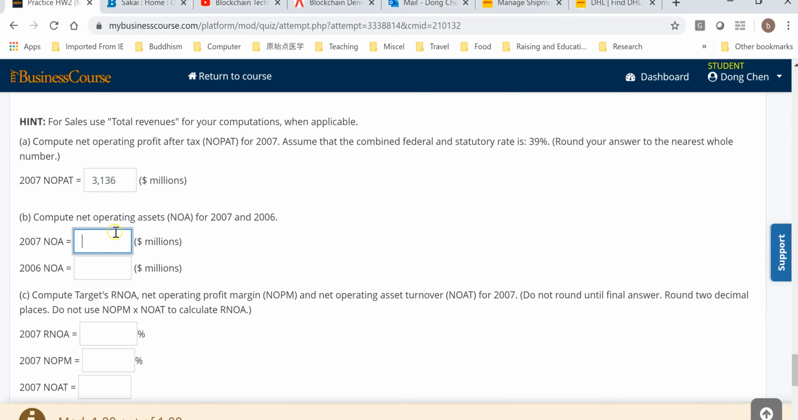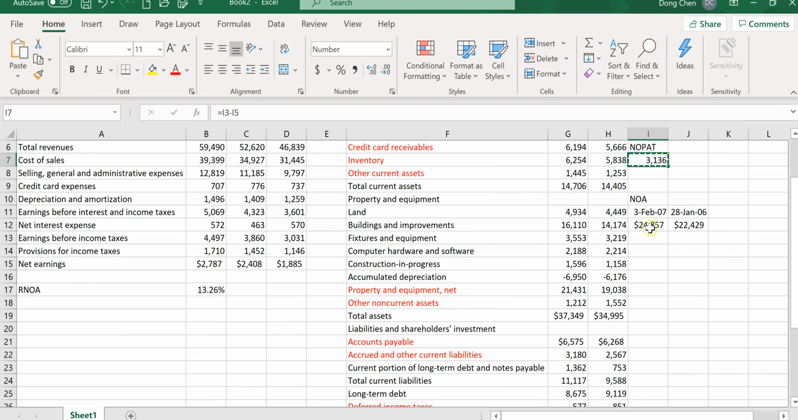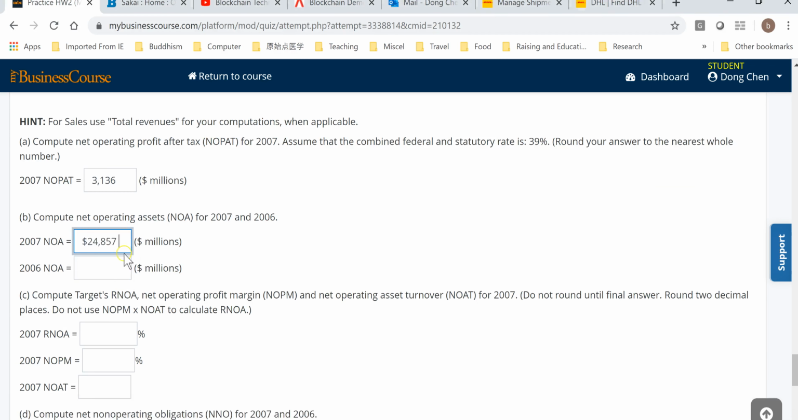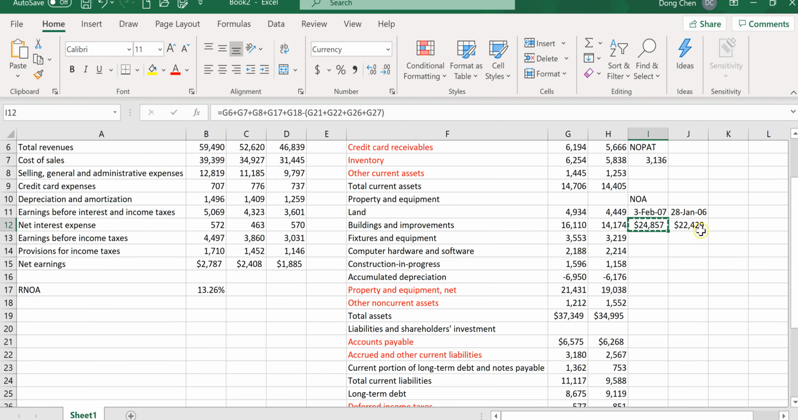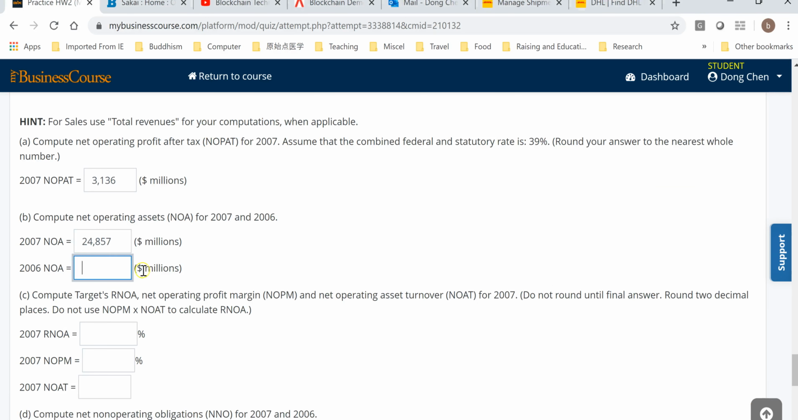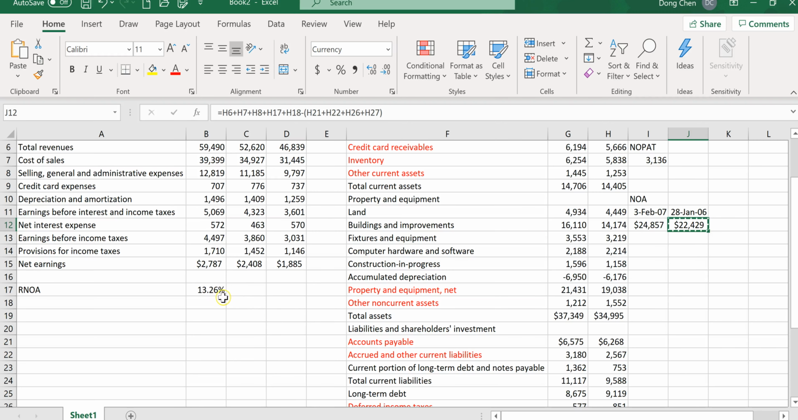And part B, compute net operating assets. I think we can also copy the number here, and copy the number for 2006 too, right here. And then to part C, compute target's RNOA, net operating profit margin, and net operating asset turnover for 2007. Do not round until final answer. Round to 2 decimal places. Do not use NOPM times NOAT to calculate RNOA. So RNOA, we just calculated this to be 13.26.